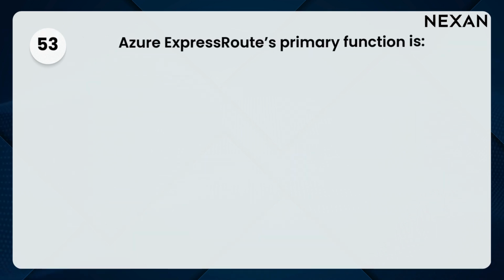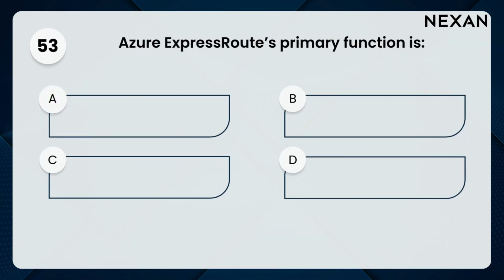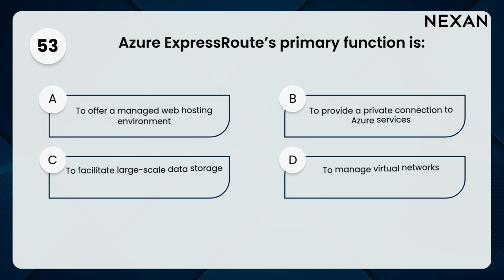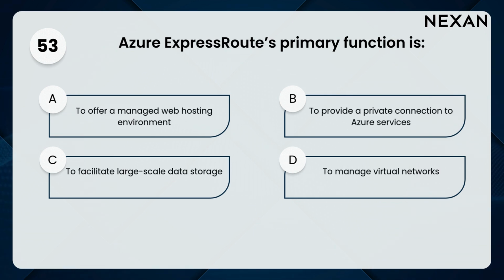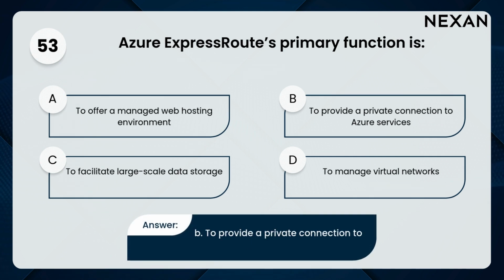53. Azure ExpressRoute's primary function is A. To offer a managed web hosting environment. B. To provide a private connection to Azure services. C. To facilitate large-scale data storage. D. To manage virtual networks. Answer: B. To provide a private connection to Azure services.